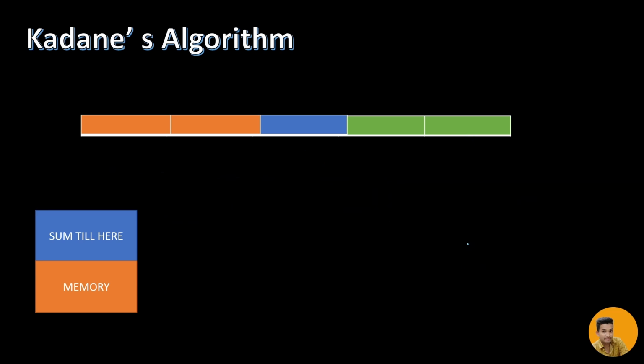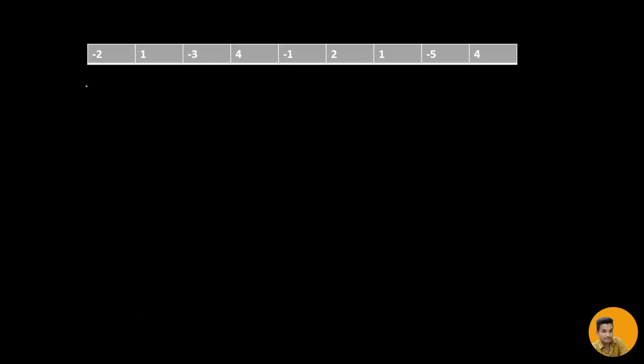If you still have a problem grasping it, let's study through an example. Here we have this array as an example, and we will have two variables: sum till here, initialized to 0, and a memory. We can call the memory maximum sum. It is also initialized with 0. Now we will start.